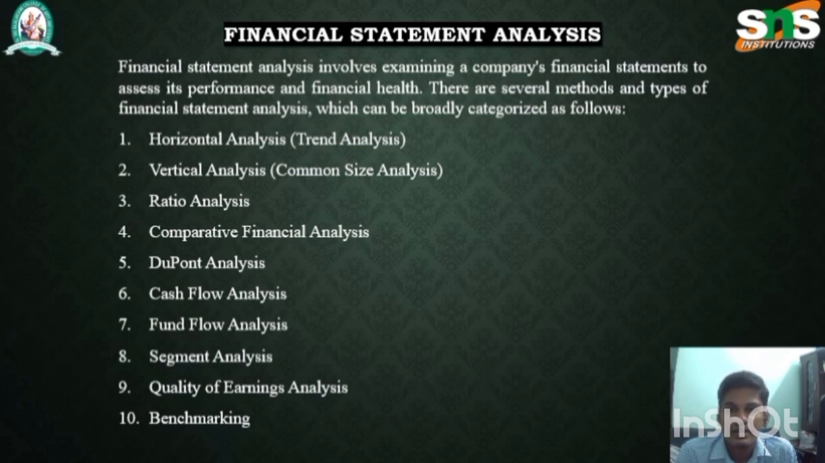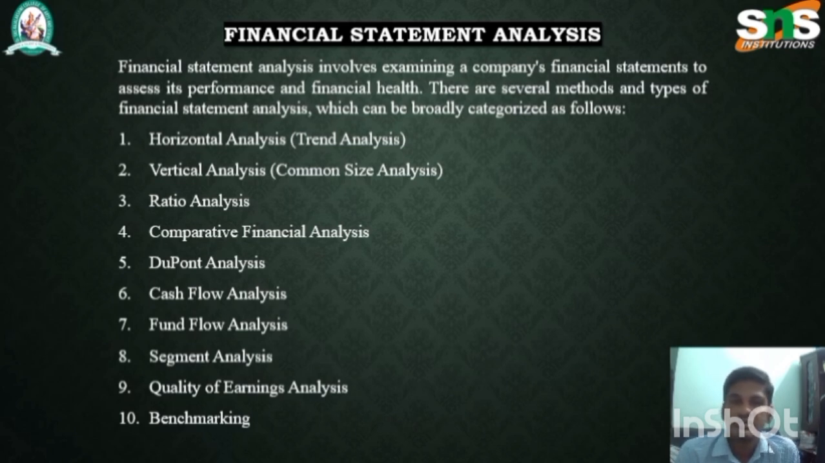And the other one is vertical analysis. It is a common size analysis. A base figure will be taken, and that will be compared with the other line items of the income statement or the balance sheet within the same year. Then ratio analysis, where different types of ratios will be worked out and analyzed, say for example, liquidity ratios and solvency ratios, like that.